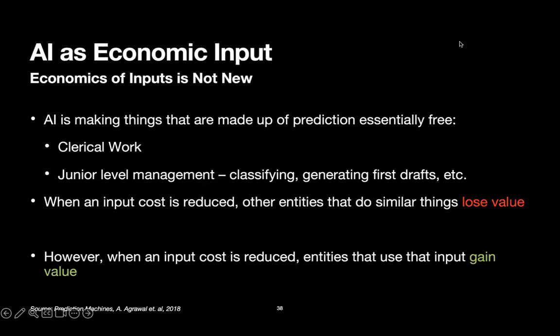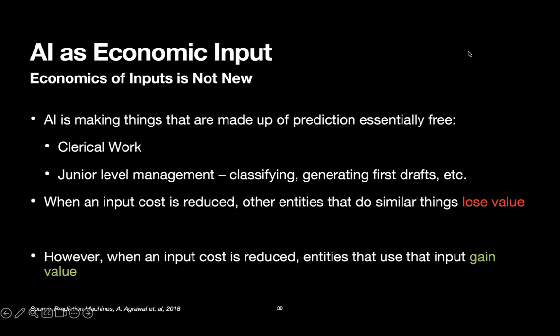And what's cool about this is the economics of inputs is not new. So it's making things that are made up of predictions essentially free, close enough anyway. Clerical work, some junior level management, classifying, generating first drafts, and so on. The thing to keep in mind before we get caught up in, oh my gosh, it's going to be a jobs apocalypse. I mean, it's a cute headline, but the reality of what actually happens is when an input cost is reduced, other entities that do similar things will lose value. So if you are competing directly with an AI, you're going to have a problem.